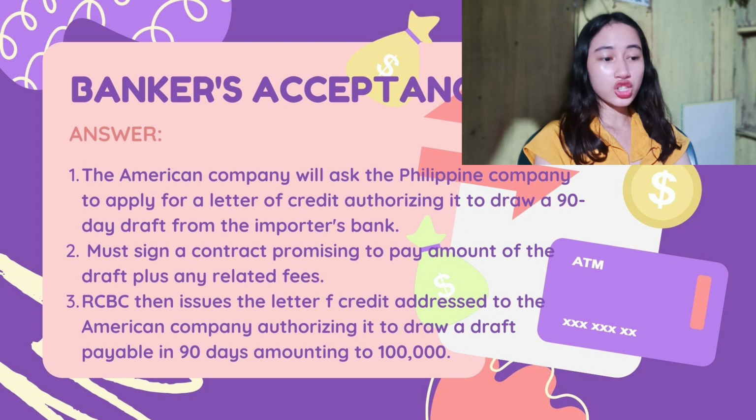RCBC then issues the letter of credit addressed to the American company, authorizing it to draw a draft payable in 90 days amounting to 100,000. The letter of credit received by the American company stipulates certain conditions regarding the exportation of goods. Failure on the part of the exporter to fulfill the conditions set in the letter of credit will release the bank from its obligation to accept the draft to be drawn. That's all about the banker's acceptance.